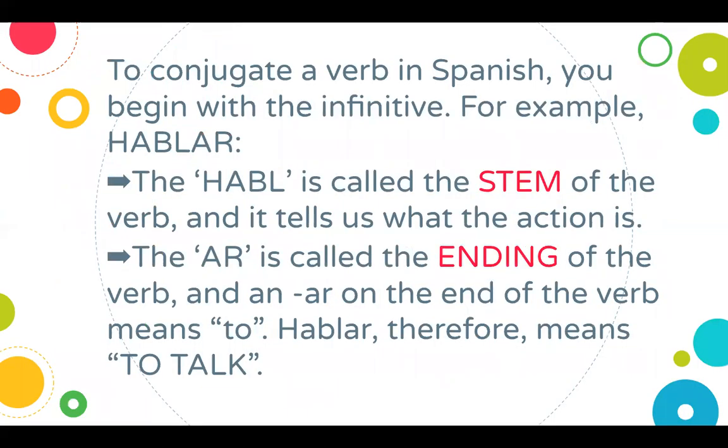To conjugate a verb in Spanish, you begin with the infinitive. For example, hablar. The habl is called the stem of the verb, and it tells us what the action is, in this case, talk. The AR is called the ending of the verb, and an AR at the end of a verb means "to." Hablar, therefore, means to talk.